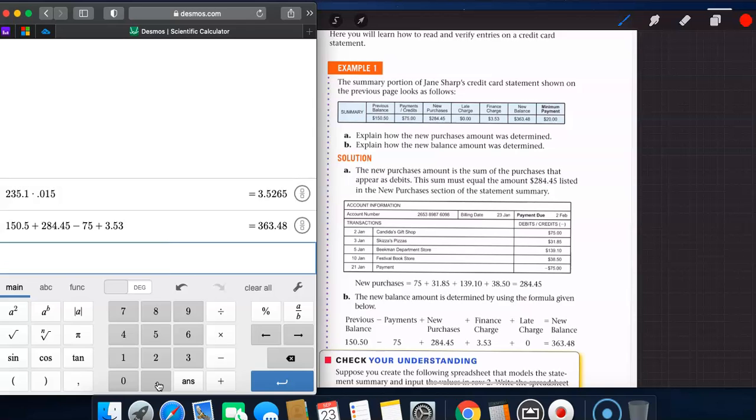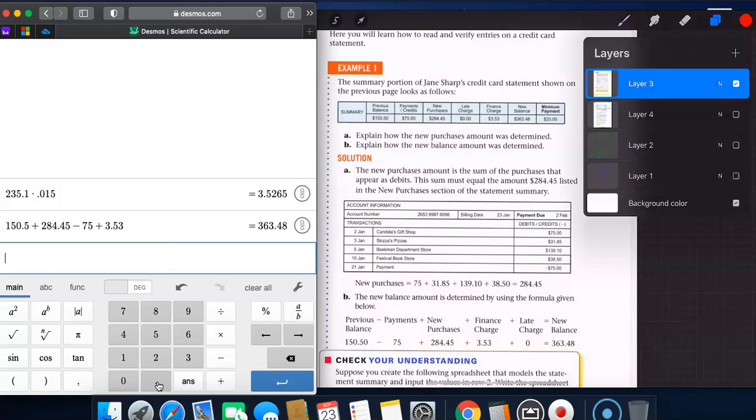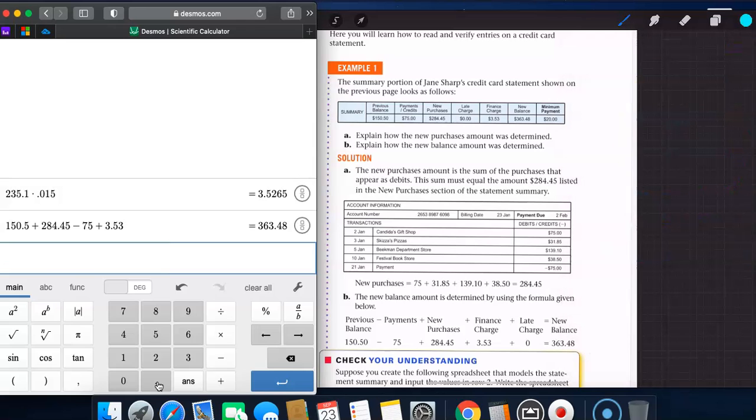We were talking about explaining how to find the new purchases or how it was determined. Again, we used this table here, and we said, starting with our 150 and 50 cents, let's add 75. We're going to add 31.85 and continue with those, and then subtract off the 75 payment. And as you can see, that's going on here. New purchases was the 284.45.